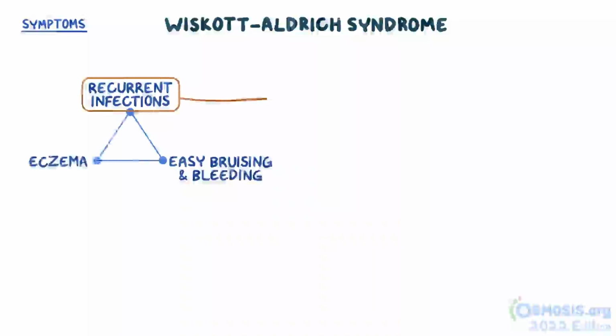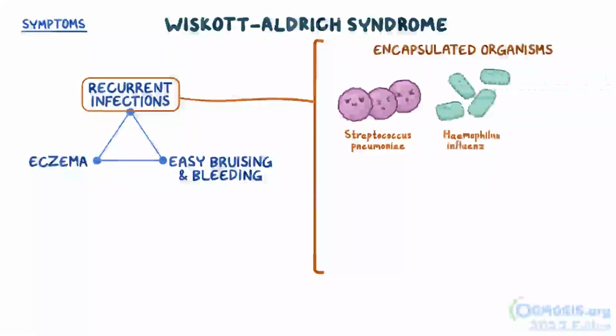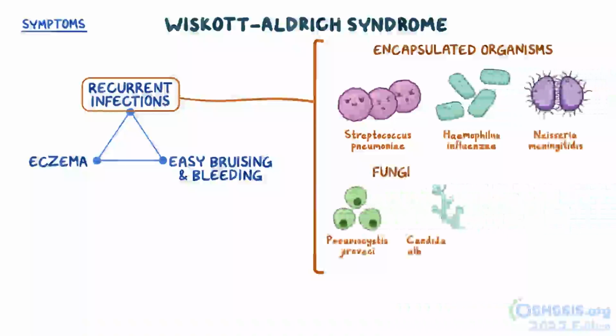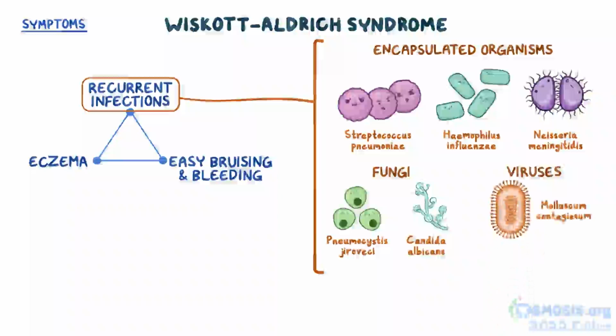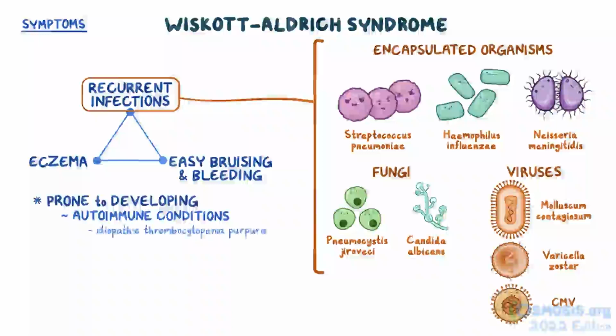The infections are classically due to encapsulated bacteria such as Streptococcus pneumoniae, Haemophilus influenzae, and Neisseria meningitidis, fungi such as Pneumocystis jirovecii and Candida albicans, and viruses such as Molluscum contagiosum, varicella zoster virus, and cytomegalovirus. Individuals are also more prone to developing autoimmune conditions such as idiopathic thrombocytopenic purpura and cancers like leukemia and lymphoma.